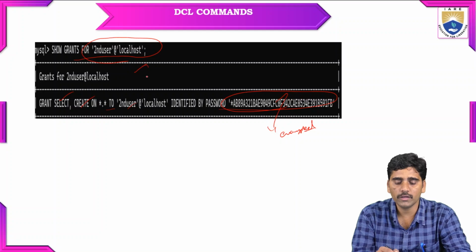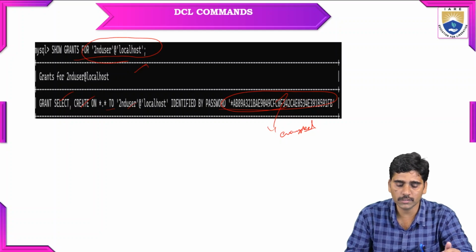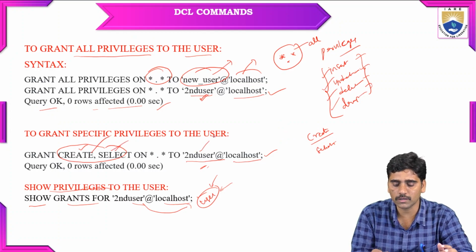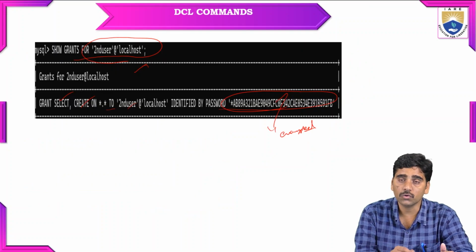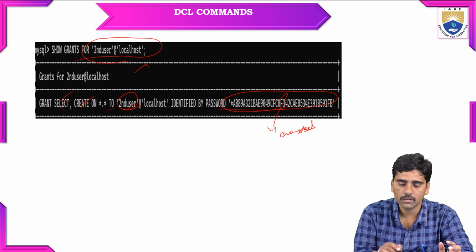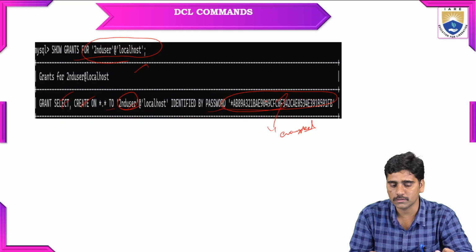So this is the way to see the list of users having the privileges, the list of users granted particular privileges. In this example, we are specifying only CREATE and SELECT privileges to the second user. So here it displays only the two privileges, SELECT and CREATE only, to second user, as well as the IDENTIFIED BY password.